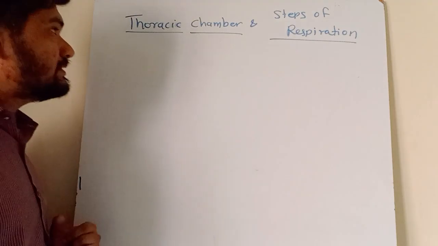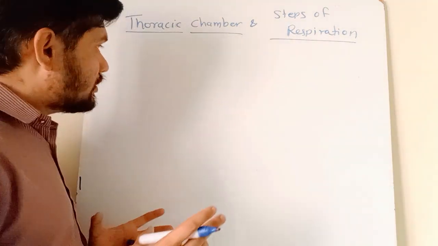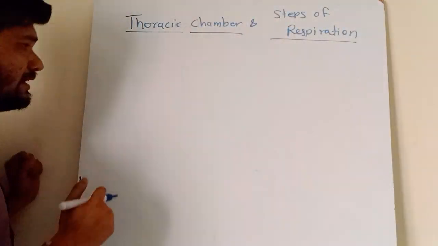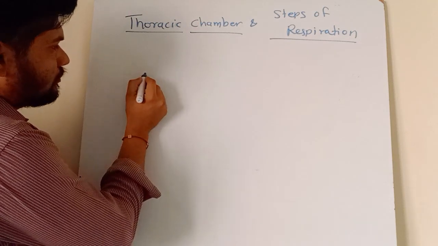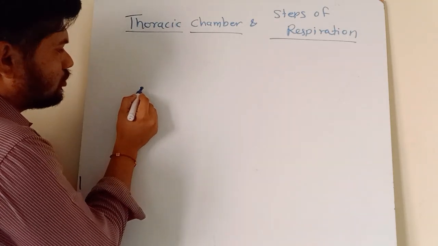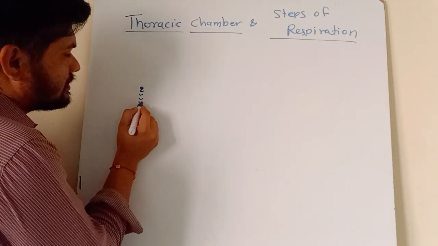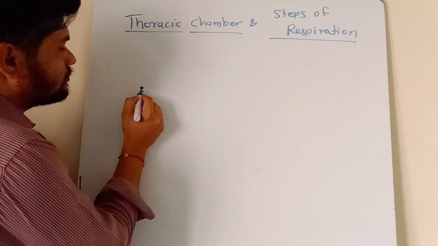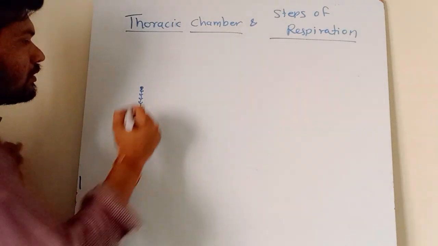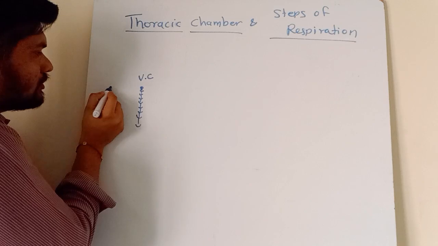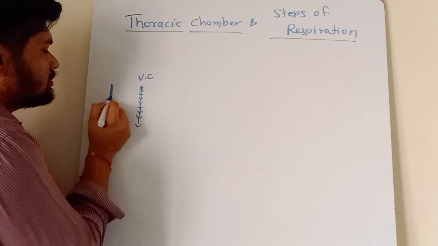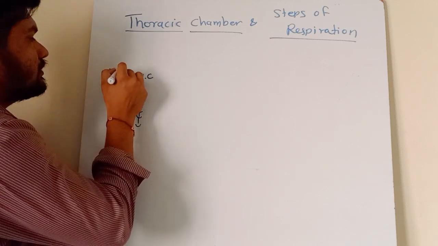See, friends, your thoracic chamber is made up of three things you have to remember. First thing is the dorsal side. Suppose this is the dorsal side of your thorax. So we all know that in the dorsal side there will be your vertebral column. This is your vertebral column. Then this is your sternum on the ventral side.